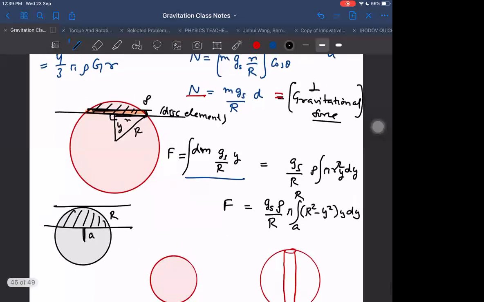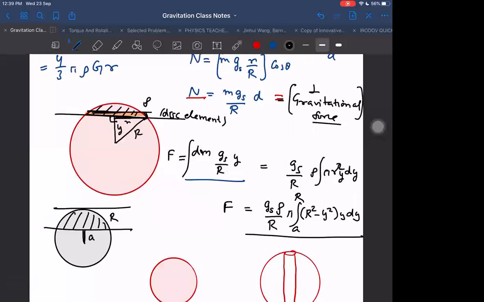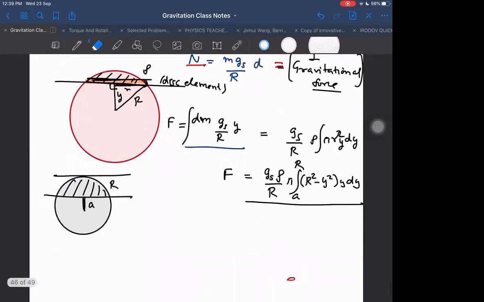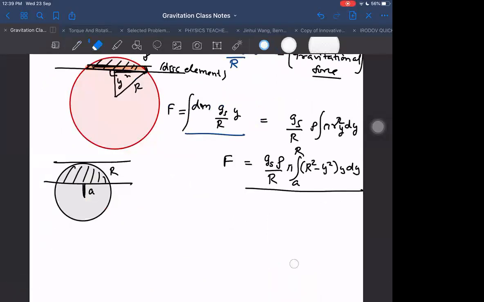It is simple integration. I think you can do it easily. Can you? Yes, sir. Very simple. Okay. There is another way to find out the force between these. In fact, there are one or two more ways also. But this is, I think, the easiest way, which I have introduced now.